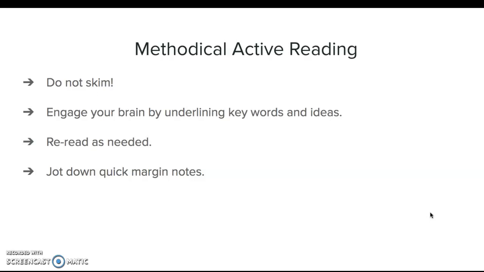Also reread as needed. That's really important. You're going to read a section and your brain is going to say, what? And don't just keep reading. Go back and reread what you just read, and maybe try to read a little more actively, trying to really focus on what is he talking about? What is she talking about? What's the author talking about? And get in the habit of jotting down quick margin notes.